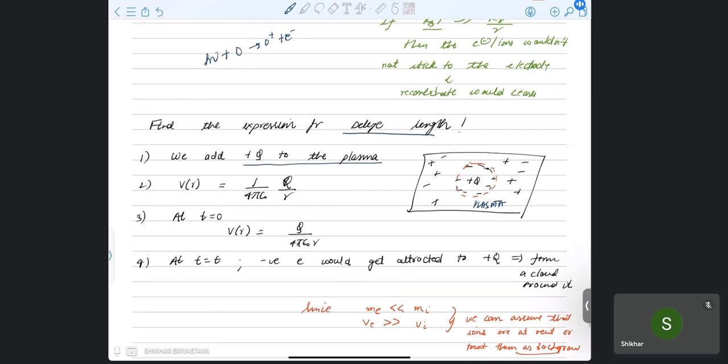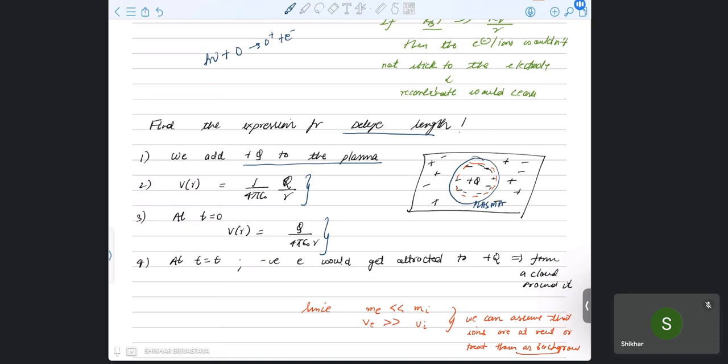So due to this test charge, there would be a Coulombic potential at time t equal to 0, which is q upon 4 pi epsilon naught r. But after some time, what will happen is that these negative electrons would start accumulating around this positive charge, and they will form a cloud.